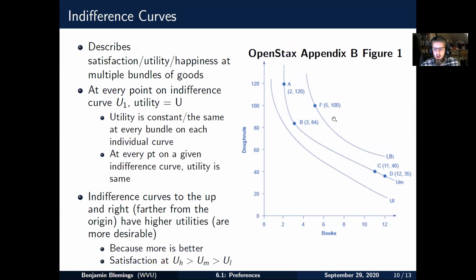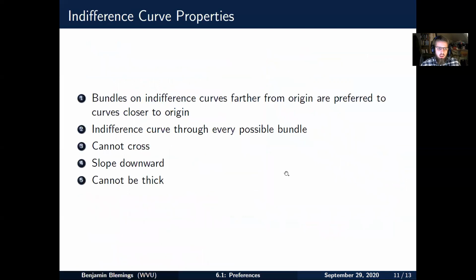And so just from this, we can tell that point F is preferred to point A or B or C or D, but that happiness at A equals happiness at B equals happiness at C equals happiness at D, and that all these points on UM have more satisfaction than any of these points on UL. And so that's kind of more of the in-depth on indifference curves that we've built out in this class so far.